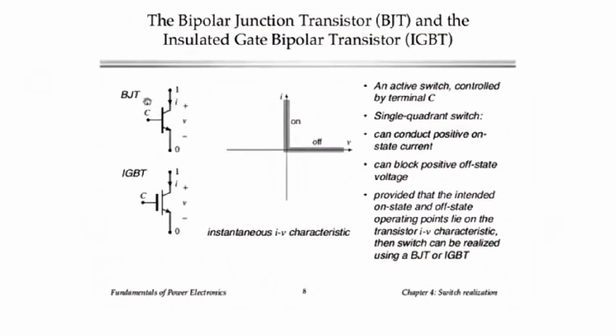BJT and IGBT are active switches controlled by terminal C. So both are single quadrant switches that can conduct positive current when the switch is on and can block positive voltage when the switch is off. So provided that the intended on state and off state operating points lie on the transistor I-V characteristic, the switch can be realized using a BJT or IGBT.